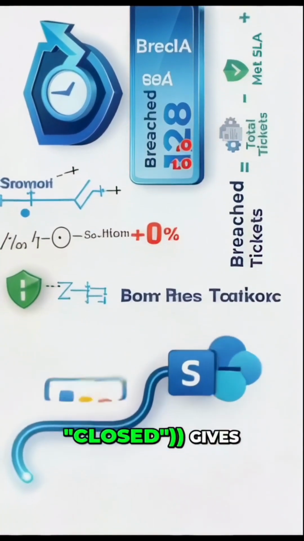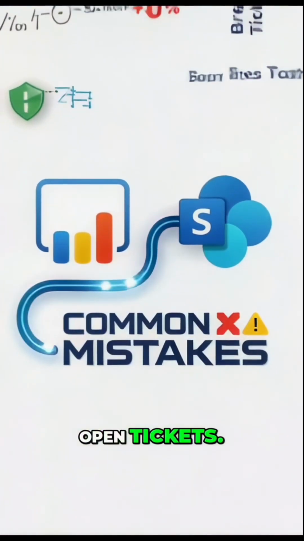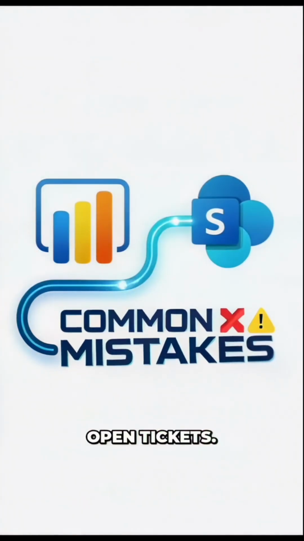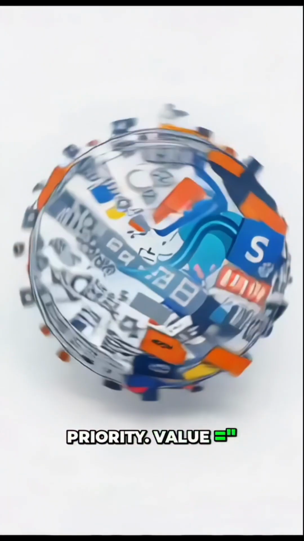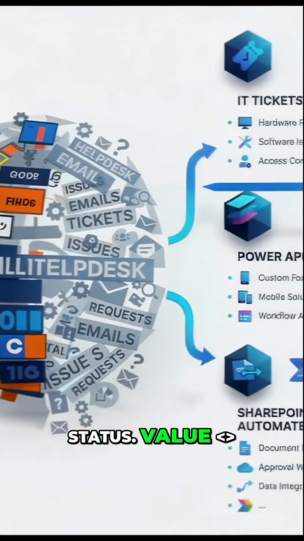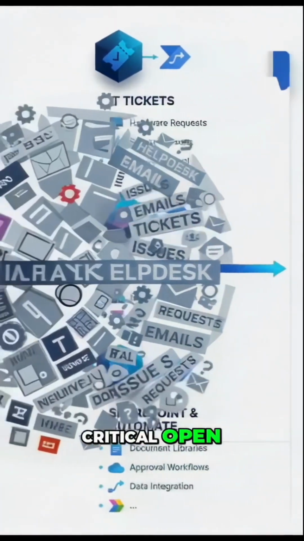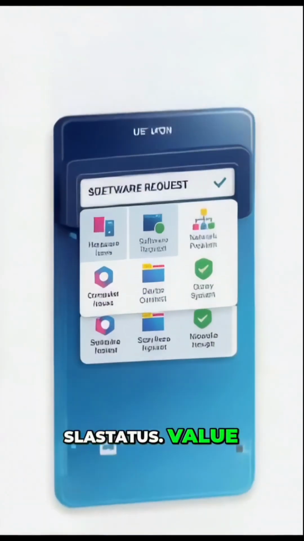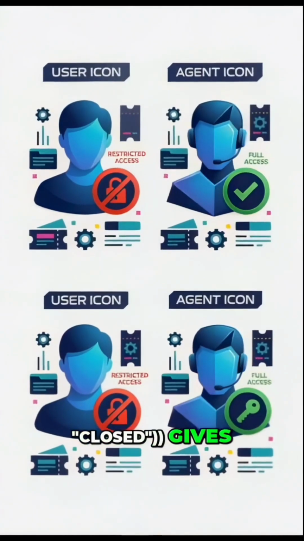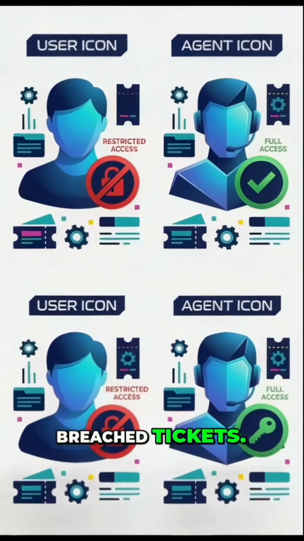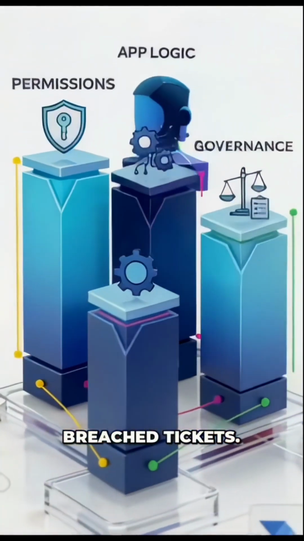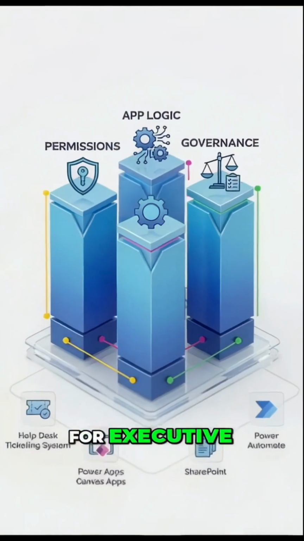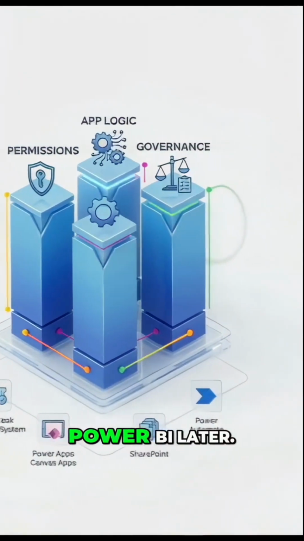CountRows(Filter(HelpDeskTickets, Status.Value <> "Closed")) gives open tickets. CountRows(Filter(HelpDeskTickets, Priority.Value = "Critical" && Status.Value <> "Closed")) gives critical open tickets. CountRows(Filter(HelpDeskTickets, SLAStatus.Value = "Breached" && Status.Value <> "Closed")) gives breached tickets. For executive reporting, connect SharePoint to Power BI later.